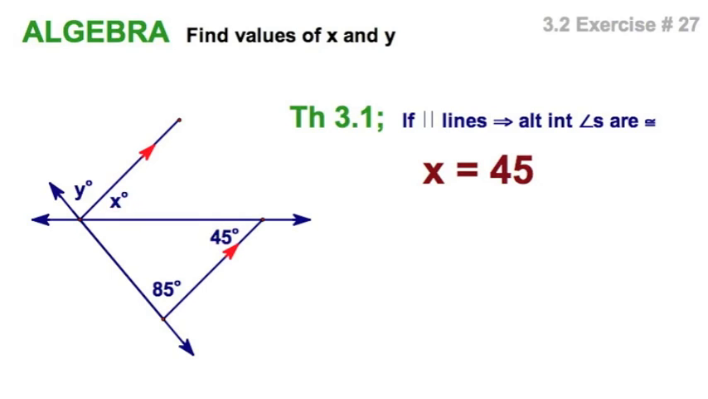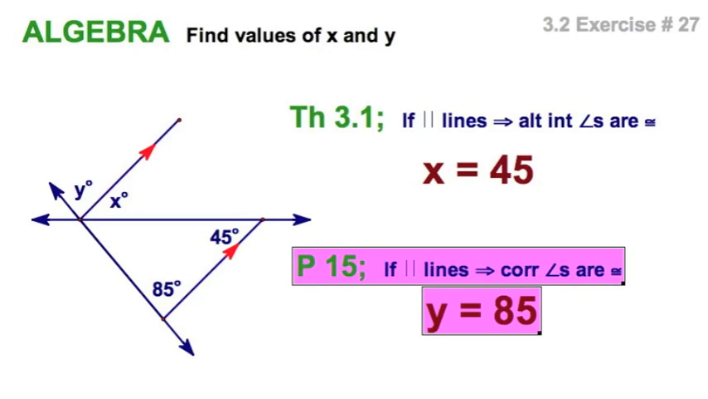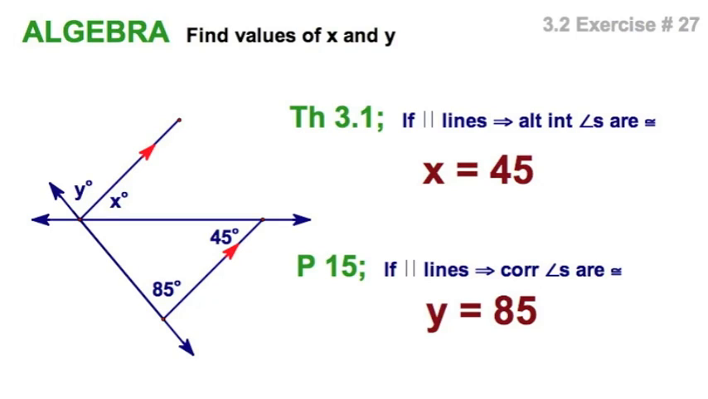Well, there's another set here. I've got these two, again using the same pair of parallel lines, but this is my transversal. So now those have a relationship, and you should see that they are corresponding angles. So again, those are equal. Y is 85. X is 45, Y is 85.